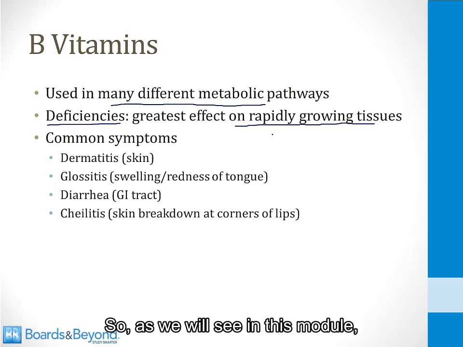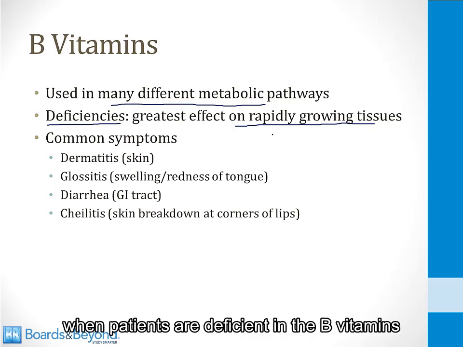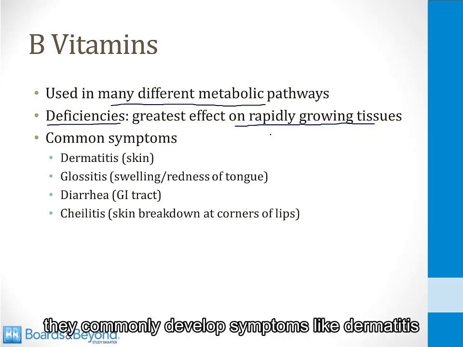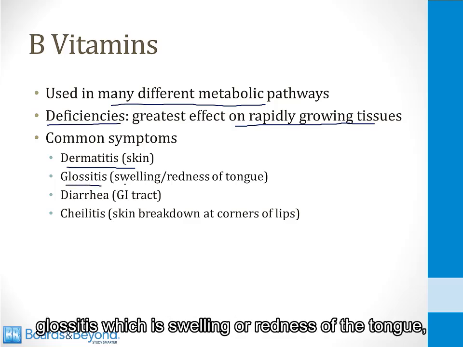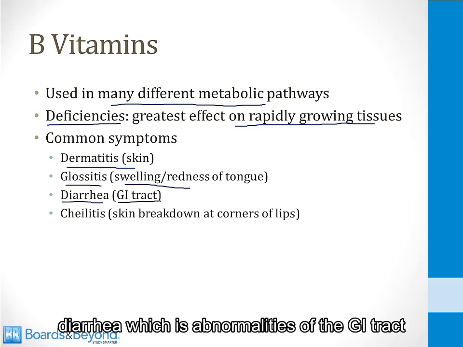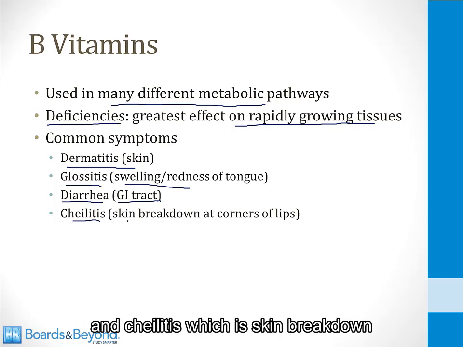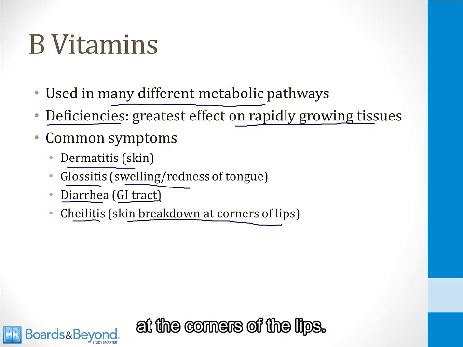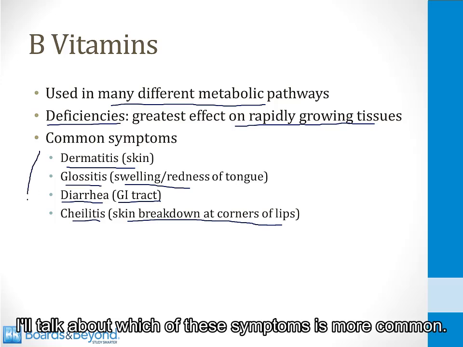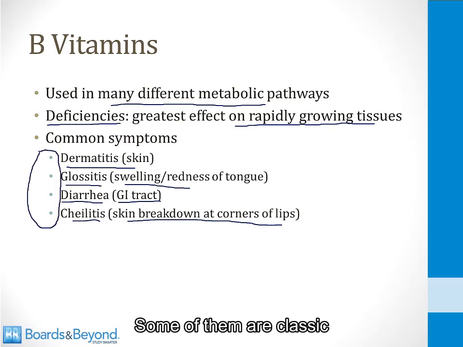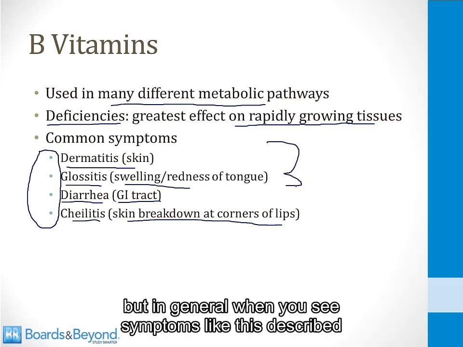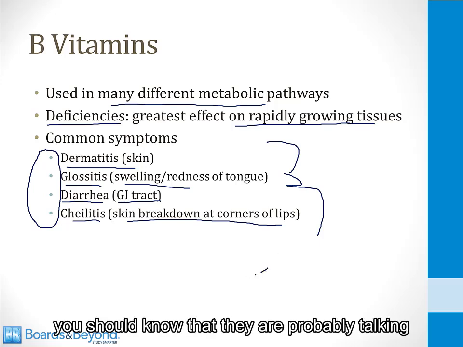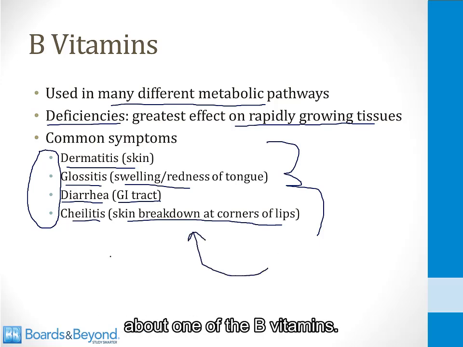So as we will see in this module, when patients are deficient in the B vitamins, they commonly develop symptoms like dermatitis, which is a rash on the skin, glossitis, which is swelling or redness of the tongue, diarrhea, which is abnormalities of the GI tract, and cheilitis, which is skin breakdown at the corners of the lips. For each vitamin, I'll talk about which of these symptoms is more common. Some of them are classic for one vitamin deficiency versus another. But in general, when you see symptoms like this described in a board question, you should know that they are probably talking about one of the B vitamins.